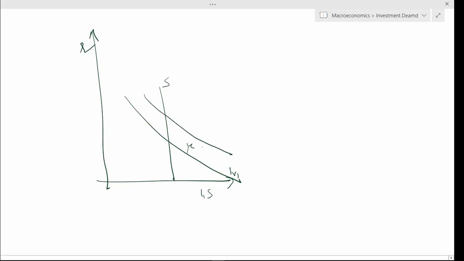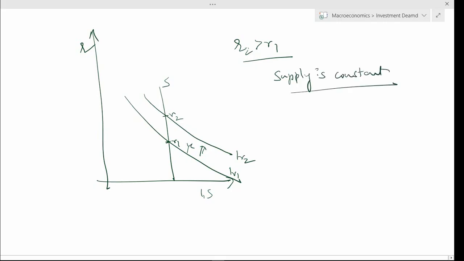So let this be IR1. This is the supply of loanable funds. Here you have to be careful. The first was R1. Now the new point, which is the new point of equilibrium, goes up from R1 to R2. But point to be noted, the supply of the loanable funds remains the same. The supply is constant.